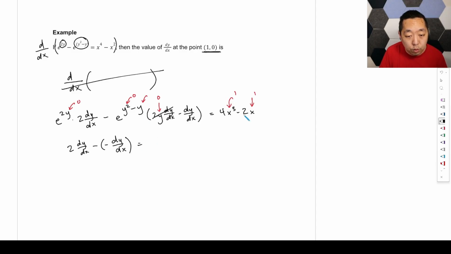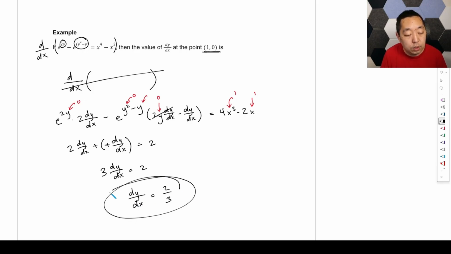And then this is going to be 4 minus 2. 4 minus 2 is 2. See how much easier it is when we plug in the numbers and then solve for dy/dx. Now you have 2 of these. This becomes plus. 2 plus 1 is 3 of them. So 3 dy/dx equals 2. And then dy/dx is equal to 2 over 3. Okay?